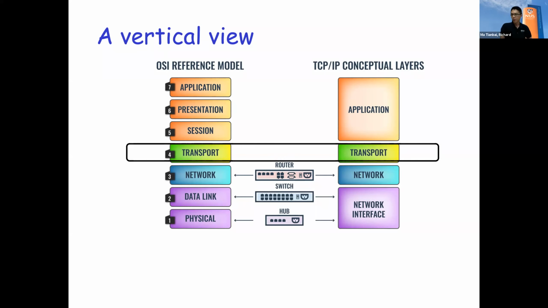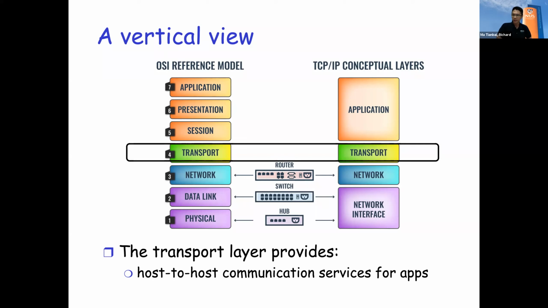So why is it so special? Actually, this layer provides the host-to-host communication services for the upper layer applications. Since our objective is to characterize the quality of service for these applications, from here we understand that it really depends on the underlying transport layer service that supports the end-to-end communications.